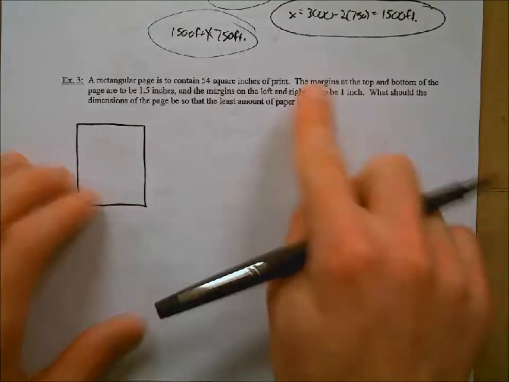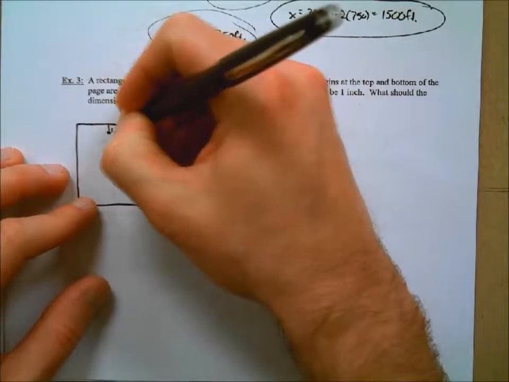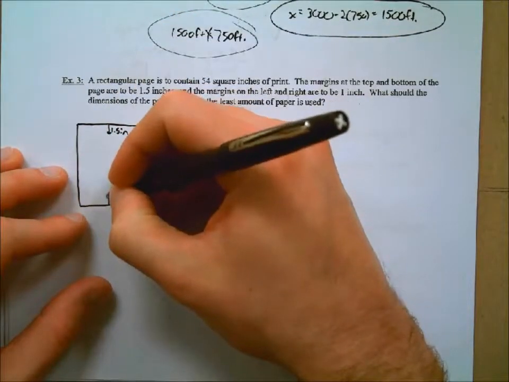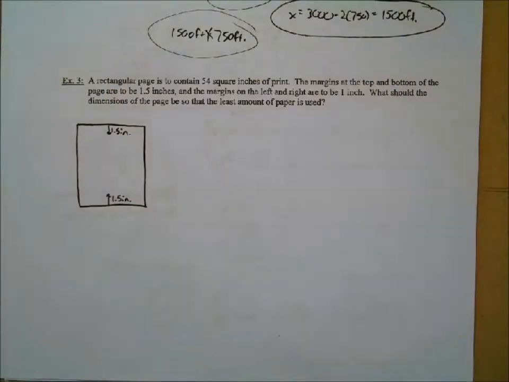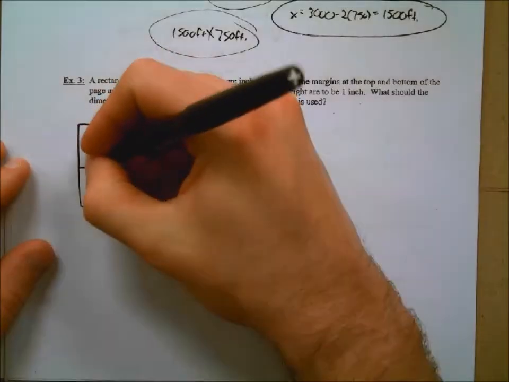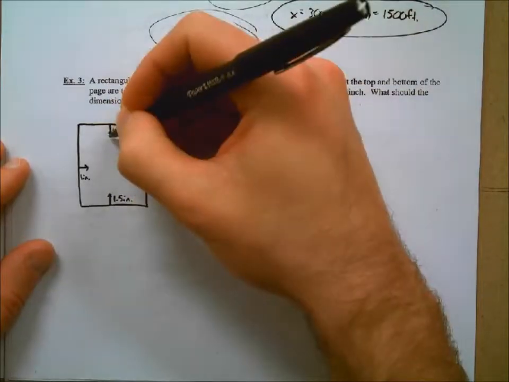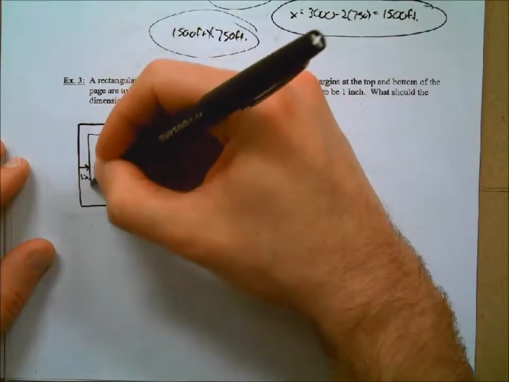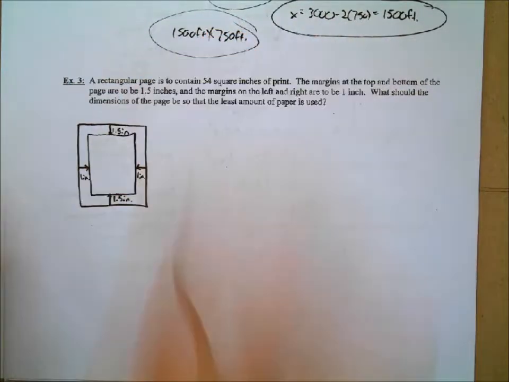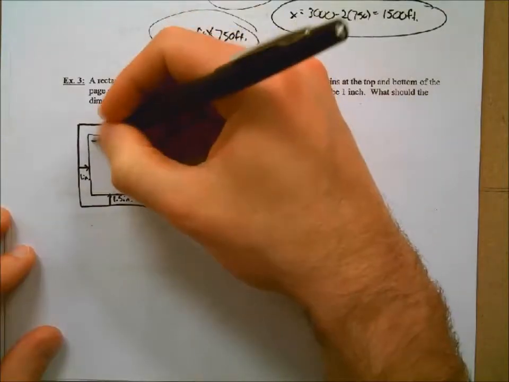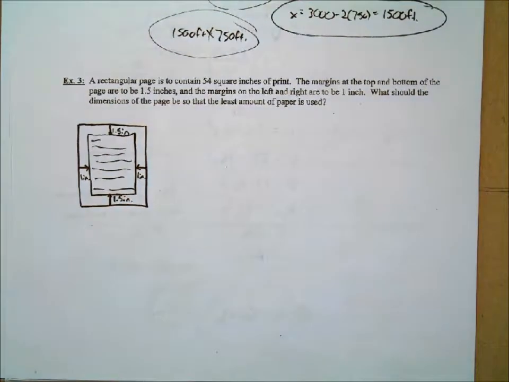So the margins at the top and the bottom of the page are 1.5 inches. So from the top, we're going to go in 1.5 inches, and from the bottom, we're going to come up 1.5 inches. Okay? And then from the left and the right, we're going to come in 1 inch. All of those margins together create this imaginary printable rectangle that we normally don't see, but we're going to draw for our purposes. And then here is where the writing would be, right? Something like that. Wavy lines, right?